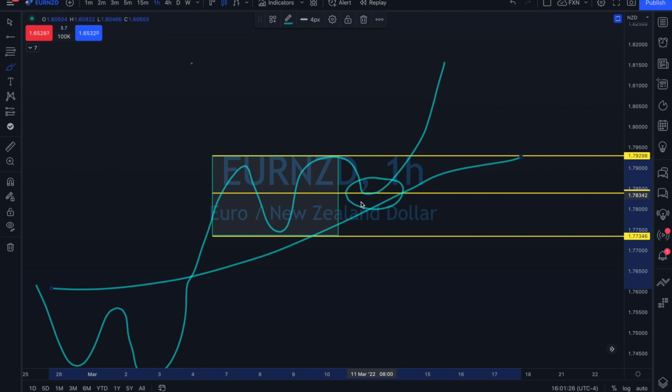I hope showing you this shows you what you're looking for specifically within the 3 different types of patterns.